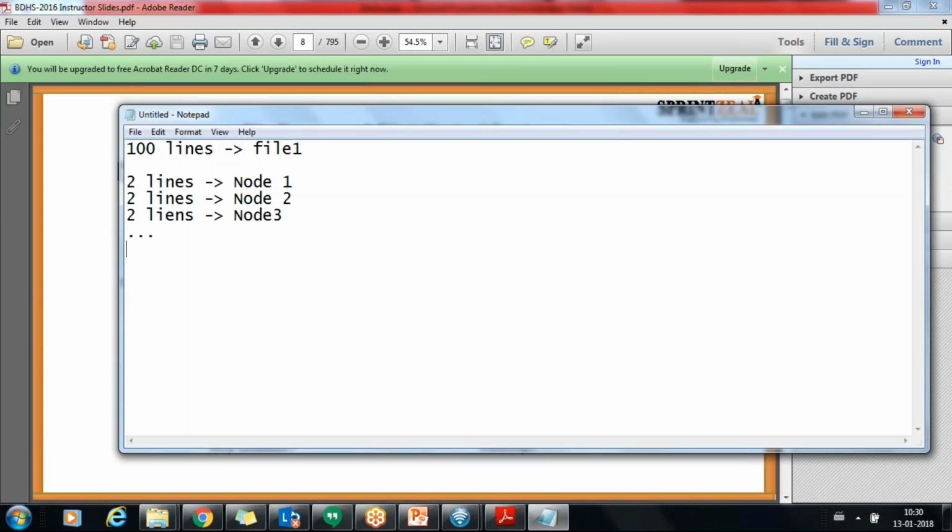In this way it will go on, and then how many nodes will be required to process this? How many nodes do I need if I put two lines in each? 50 nodes, right? So I'm going to run the processing on 50 nodes. Unless and until all of the 50 nodes produce their output, I will not be able to process the 100 lines.